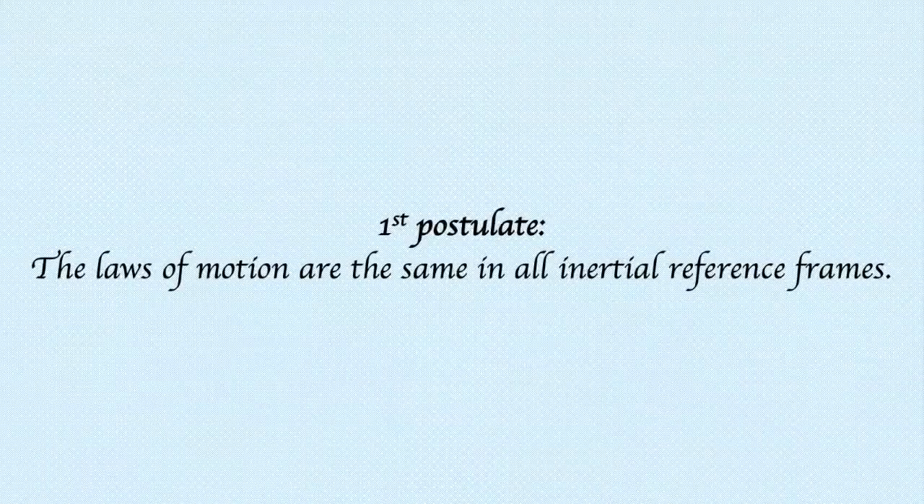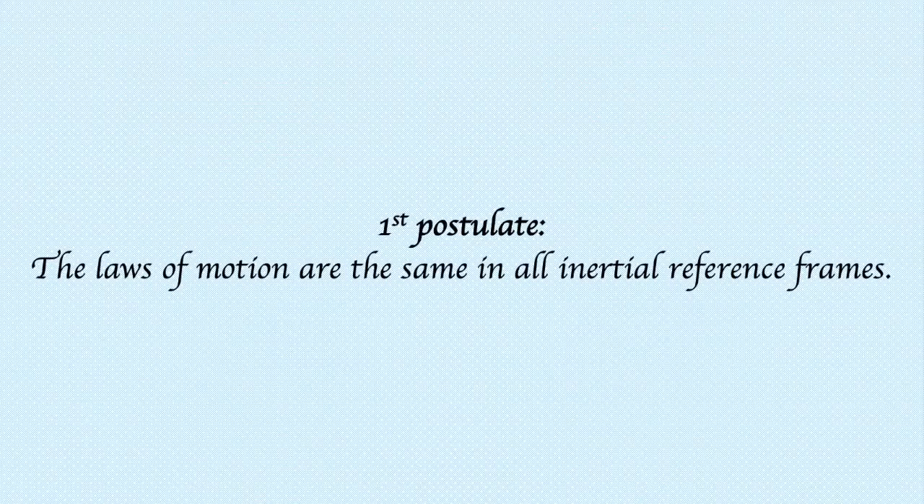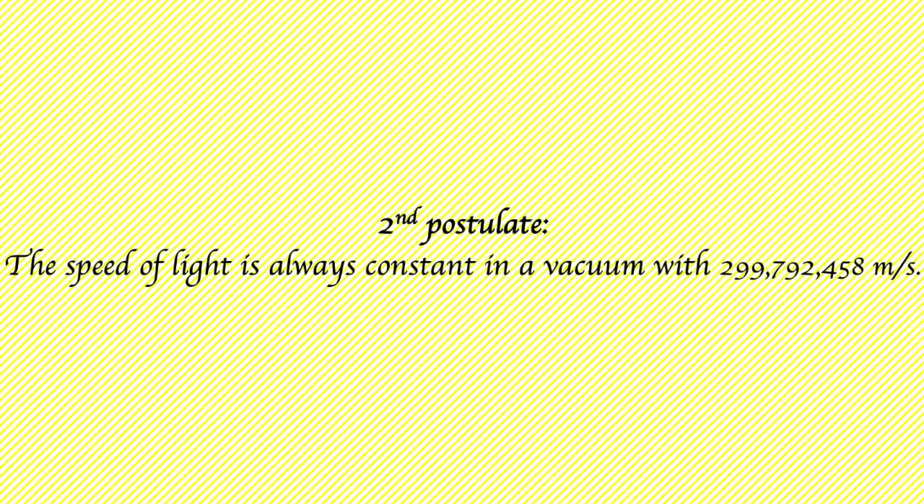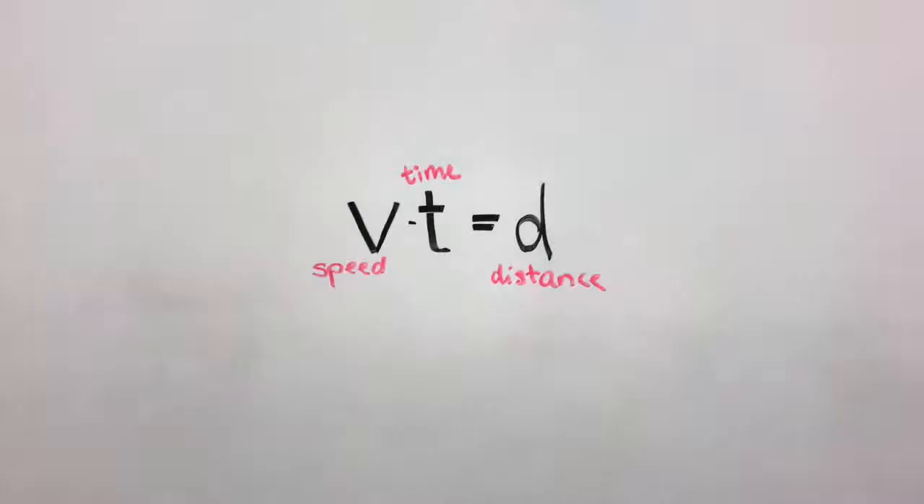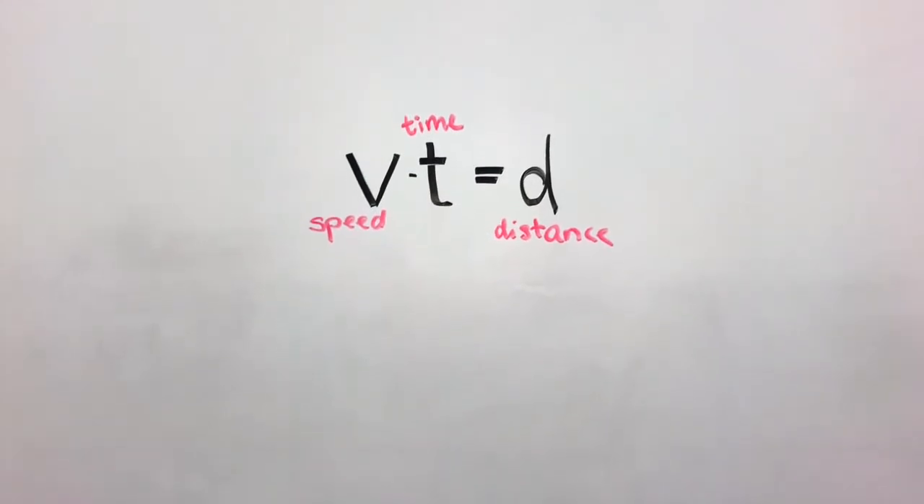The first postulate declares that the laws of motion are the same in all inertial, meaning non-accelerating, reference frames. The second postulate affirms that the speed of light is always constant in a vacuum with 300 million meters per second. As we all know, speed multiplied by time equals distance.